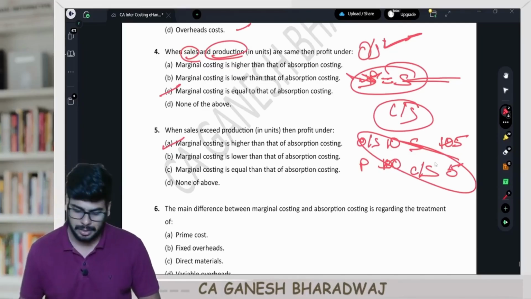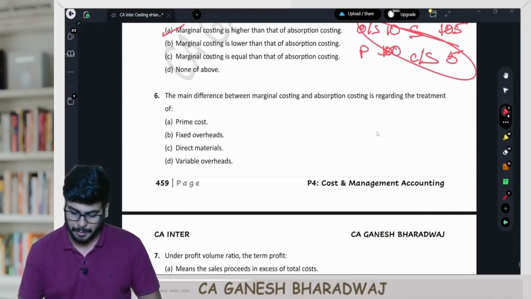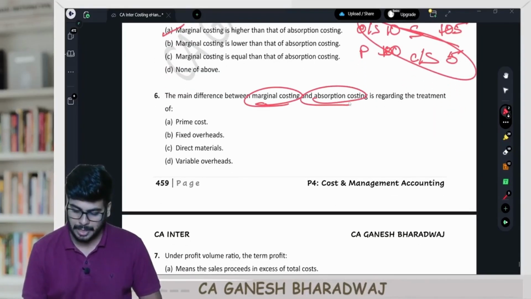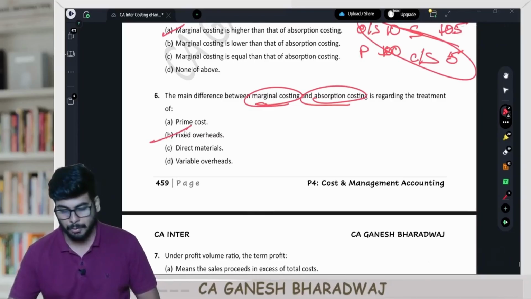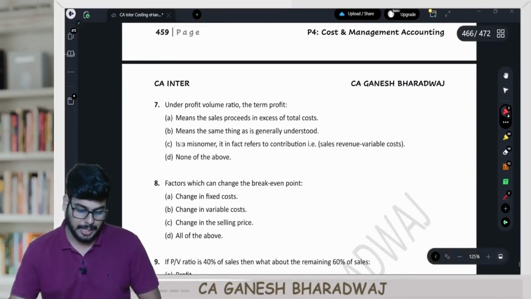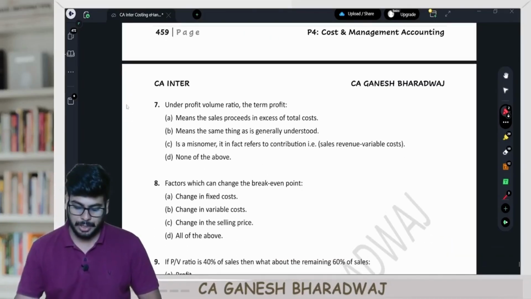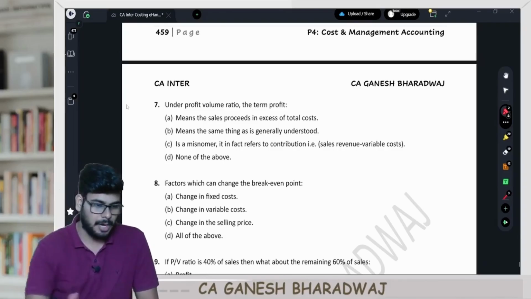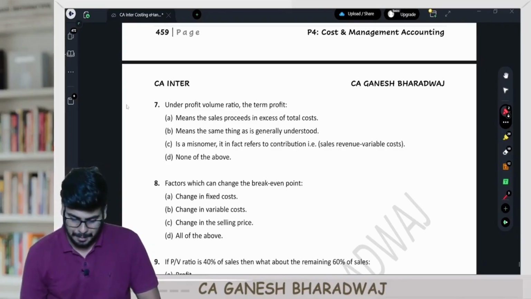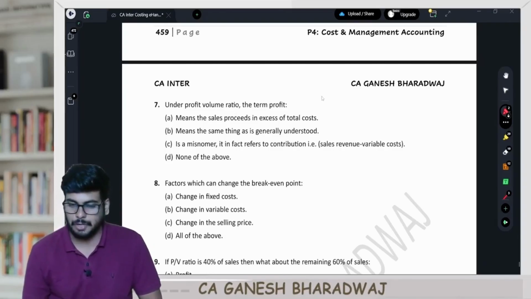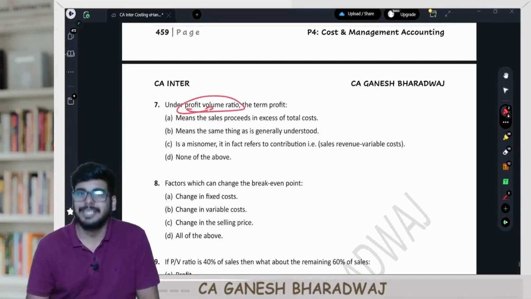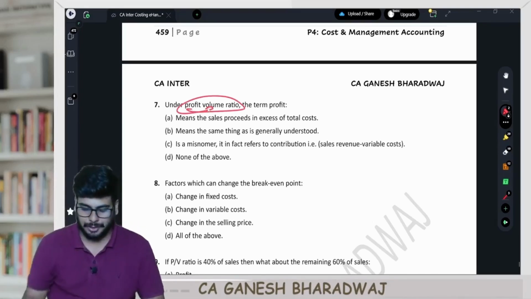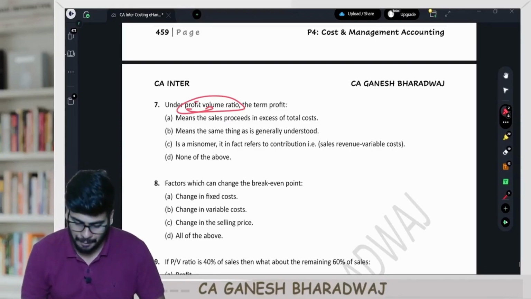Clear with this? Next. The main difference between marginal costing and absorption costing is regarding the treatment of what? Regarding the treatment of fixed overheads. Right. To be more specific, fixed production overheads. Next. Under the PV ratio, the term profit means what? Profit volume ratio. In this profit volume ratio, the word profit stands for what?